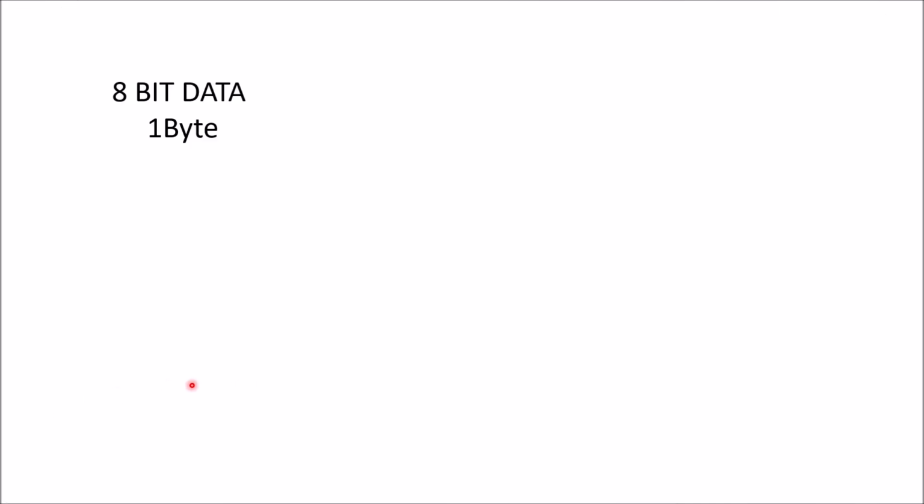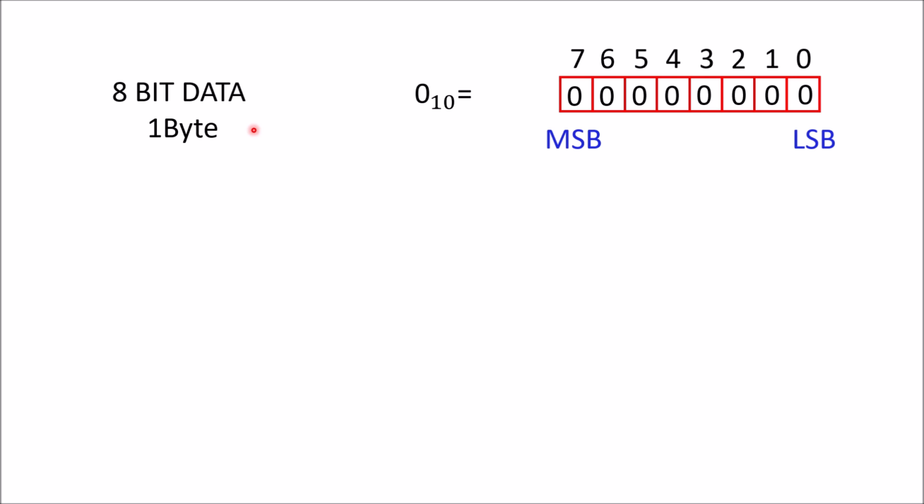Let's talk about how we represent numbers in the binary system. So let's say for instance that we have 8-bit data, that is 1 byte. So we have the least significant bit and the most significant bit.